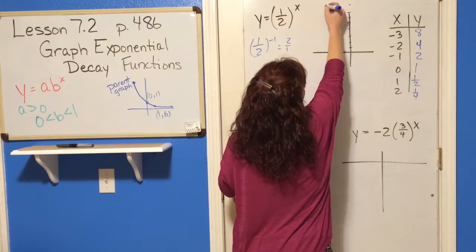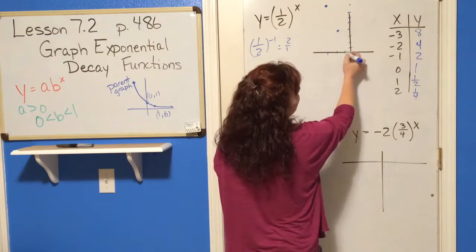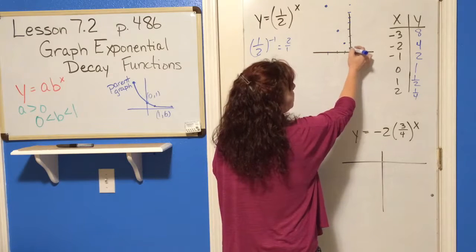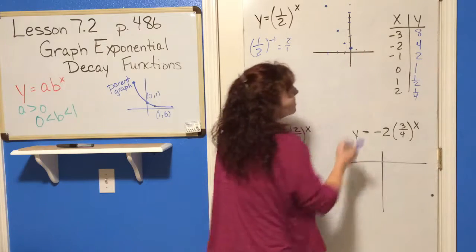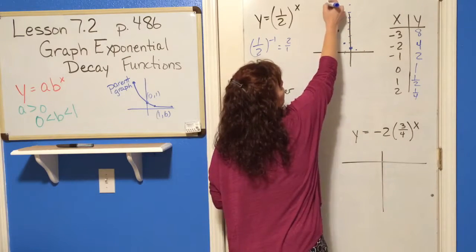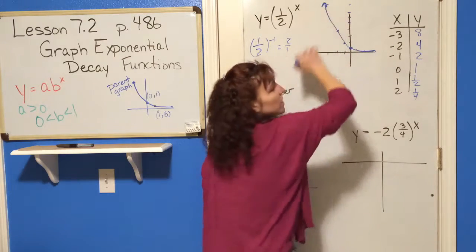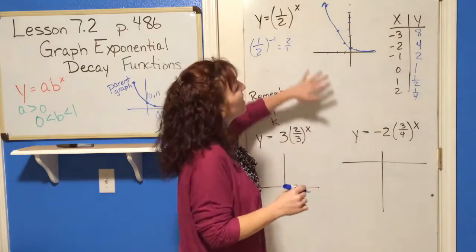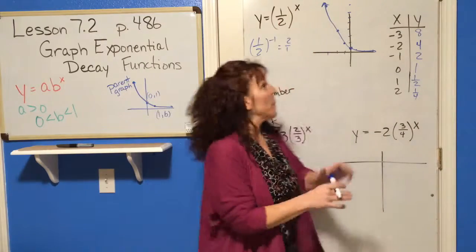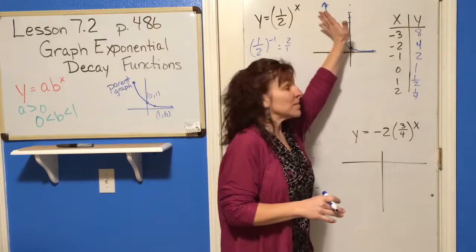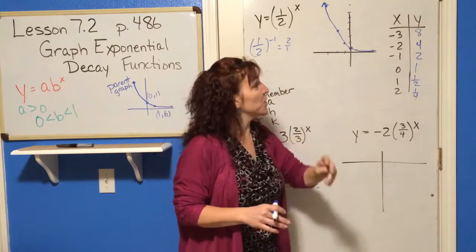So when we plot these points, -3, 8 is up here somewhere. -2, 4. -1, 2. 0, 1. 1, 1/2, and 2, 1/4. It gets very small very quickly, and so then our graph looks like this. Practice makes perfect. So the decay function looks just like the parent graph. It starts up high, and then it comes down very quickly, and it gets smaller and smaller very quickly. That's what the graph looks like.